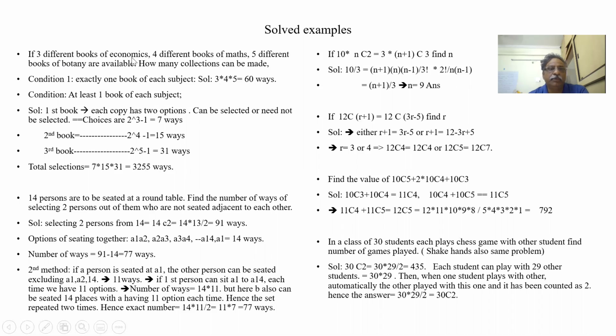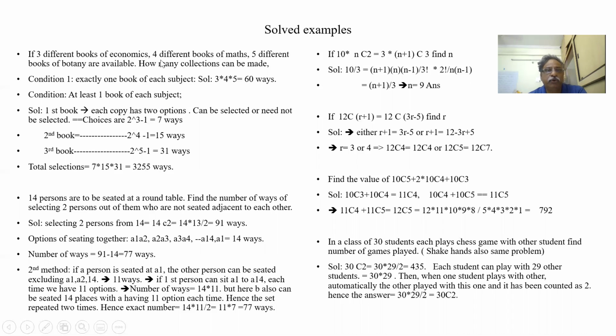If you take economics, out of 3 books, each book I can select or I need not select. They have 2 options for each book. So 2 to the power of 3 is the options available to me, minus 1, because I have to select at least one book of each subject. It's not that one book of all. One book of each subject. So 2 cube minus 1.